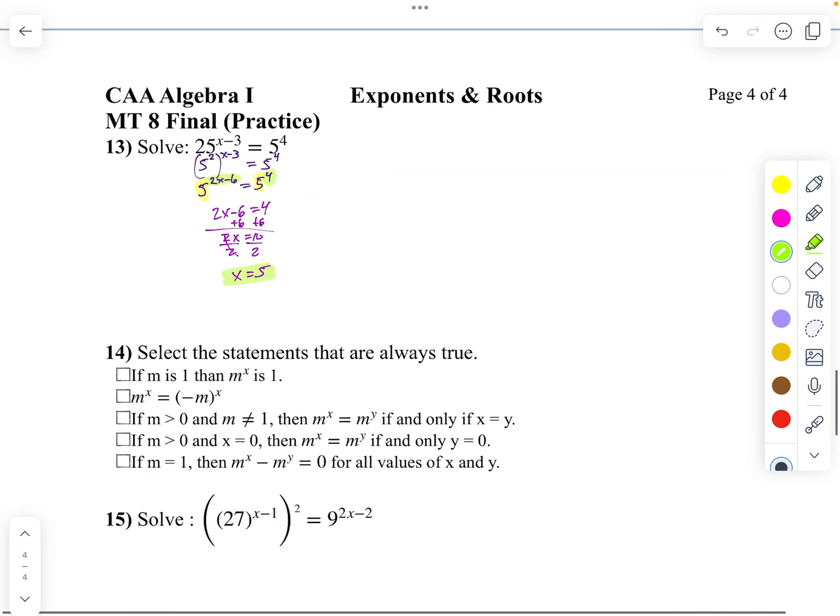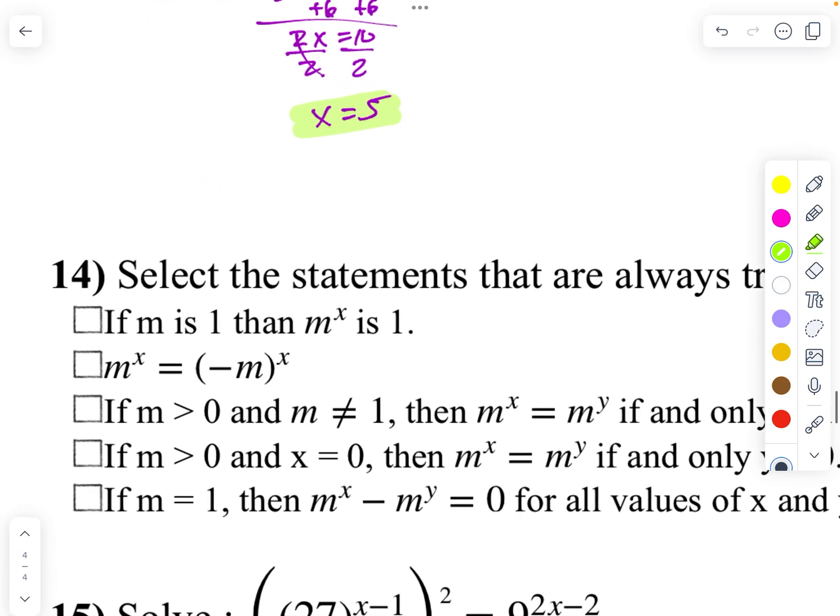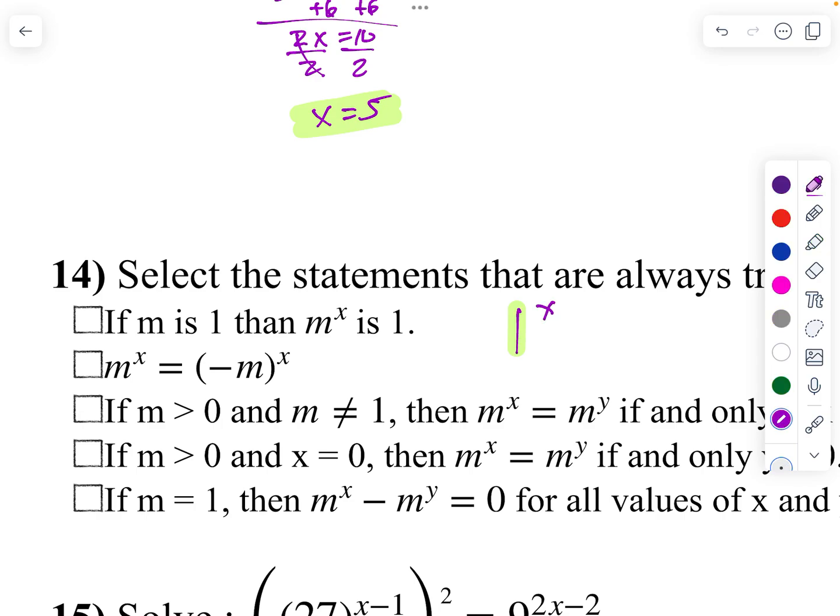Okay, now, select all the statements that are true. If m is 1, then m to the x is 1. That is, 1 to the x will equal 1. Well, that's always true, isn't it? No matter what number I pick for my exponent, 1 to the 50th power is 1. 1 to the 0 power is 1. 1 to the negative 5 is 1. So that one is going to always be true.